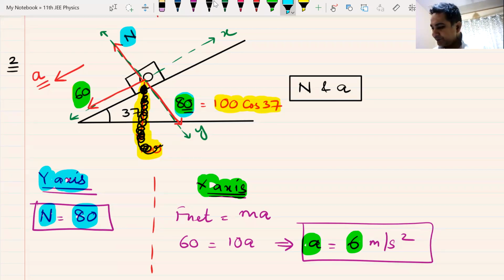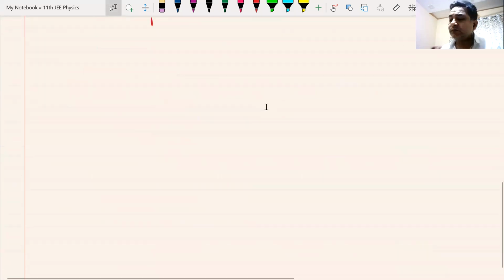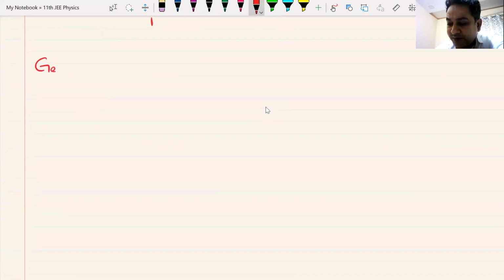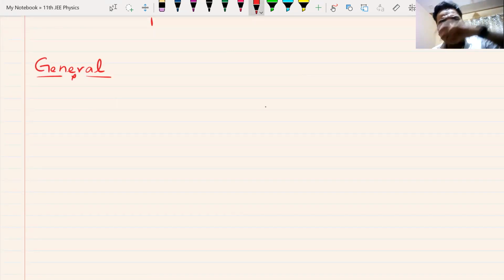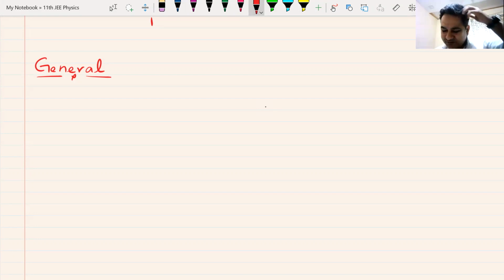Not a problem. Now, I can generalize this result. What do I mean by a generalized result? Now, many a time in JEE especially, you might not be given the value of mass m. They will just simply tell you a body of mass m is kept. We call them alphanumeric questions, where everything is given in terms of alphabets.